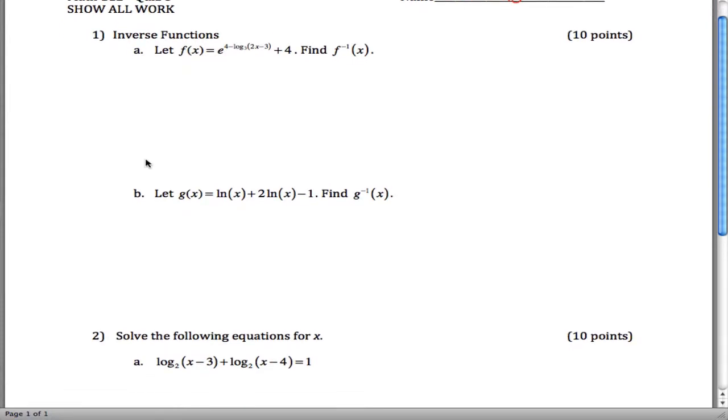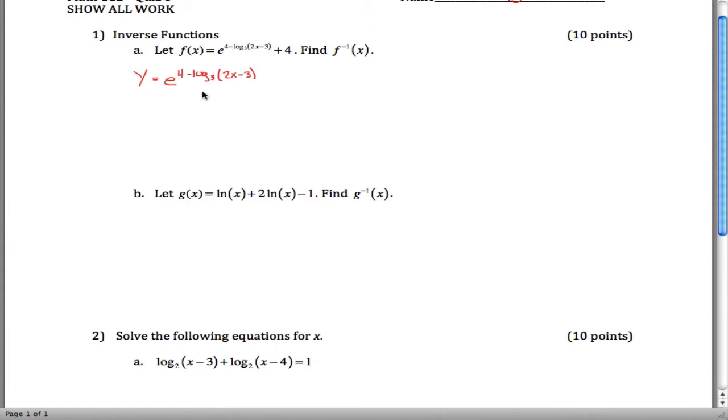Solutions for Math 112. These first two problems, we're asked to find the inverse functions of the given functions. So the way you do those, kind of a three-step process. First, just change f of x into y. So we get y equals e to the 4 minus log base 3 of 2x minus 3.